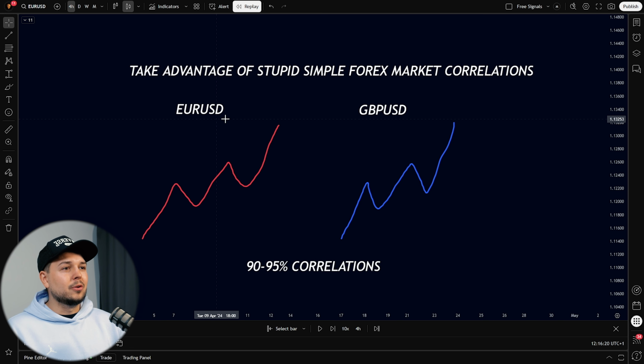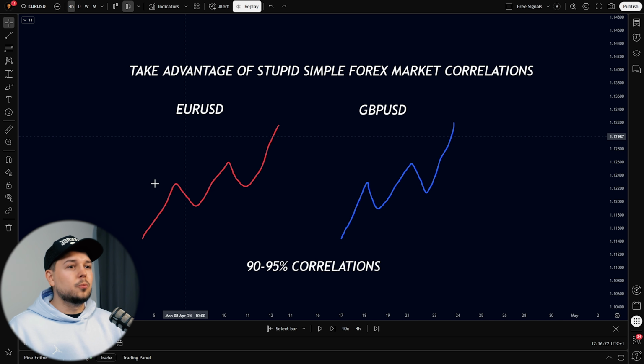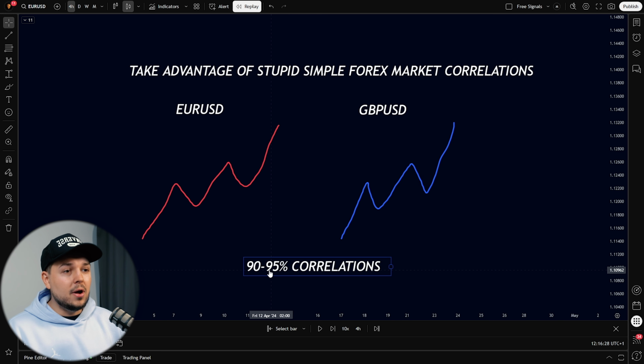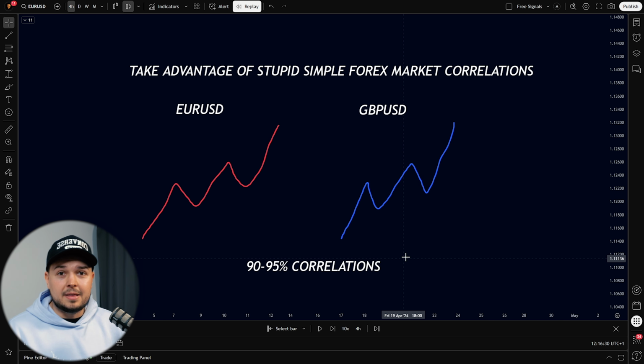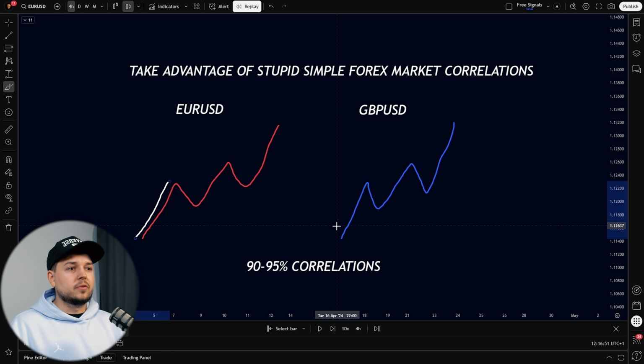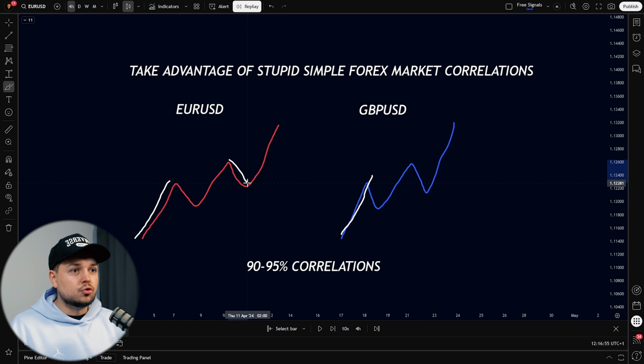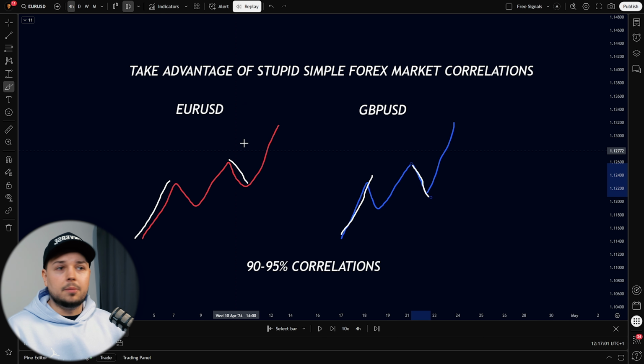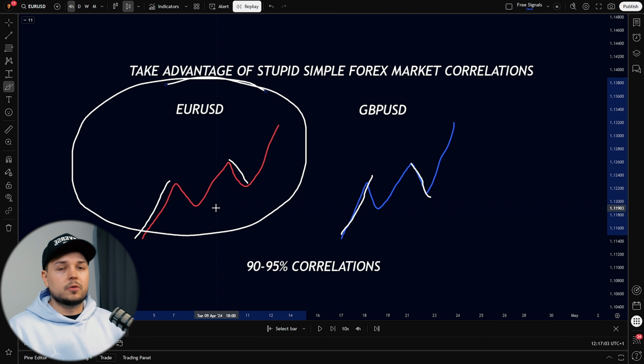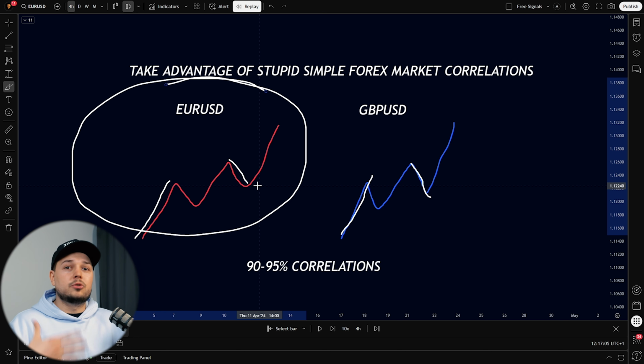This is Euro US dollar, this is GBP USD. The reason I freehand draw them like that is because they correlate 90 up to 95%, which means if Euro is pushing towards the upside, GBP USD is pushing towards the upside. If Euro is dropping down, likely GBP USD is gonna drop down.